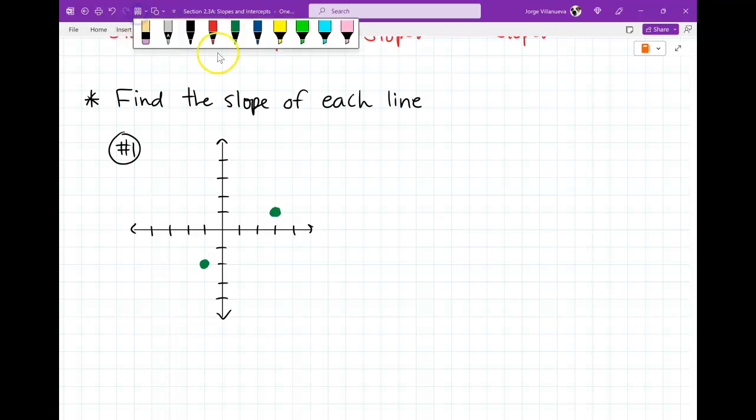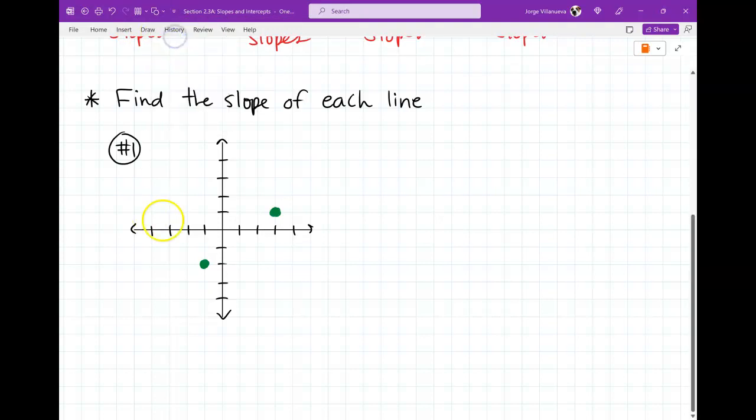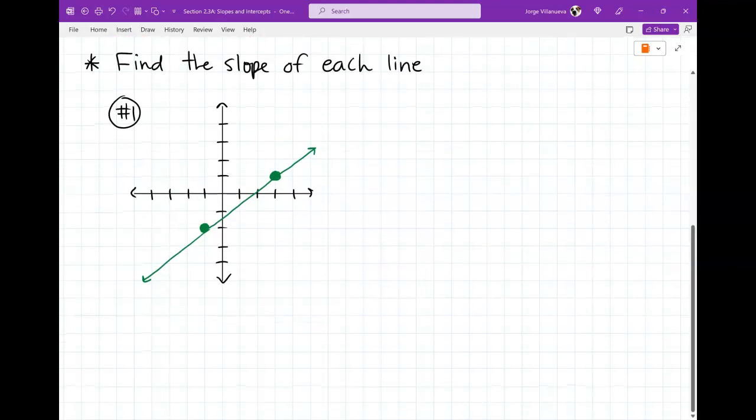I'm going to draw a line through that. Oh, I don't want to draw that line. I'll just do it by hand here. So we're just going to draw a line through that. So one of the points is at the point 3, comma 1, and the other point is at the point -1, -2. Okay? So 3, comma 1 is one of the points, and the other point is at -1, -2.